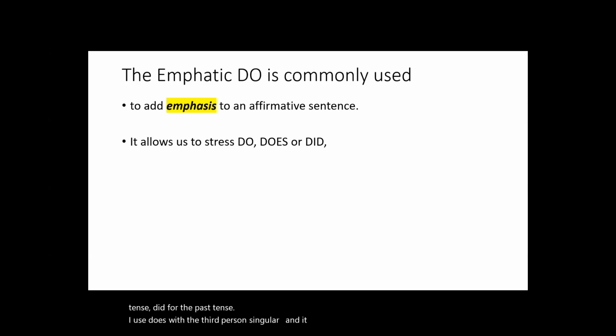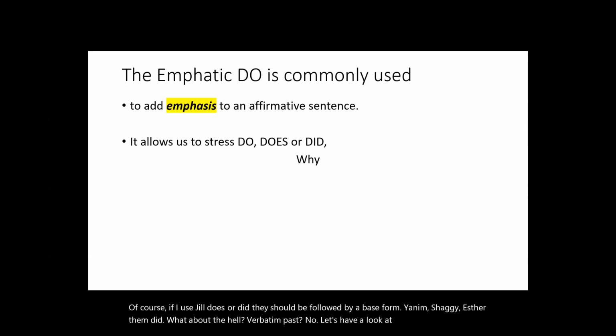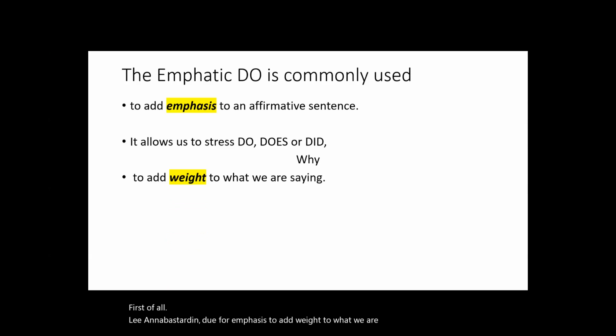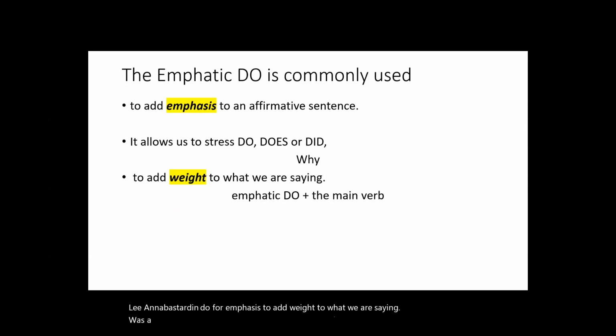Well, of course, if I use do, does, or did, they should be followed by a base form. يعني مش هاجي استخدم did واحط بعدها الverb في الpast. No, let's have a look at that. First of all, ليه أنا بستخدم do for emphasis to add weight to what we are saying عشان تضيف لي وزن للجملة نفسها أو ثقل للجملة نفسها. Okay, emphatic do plus the main verb.